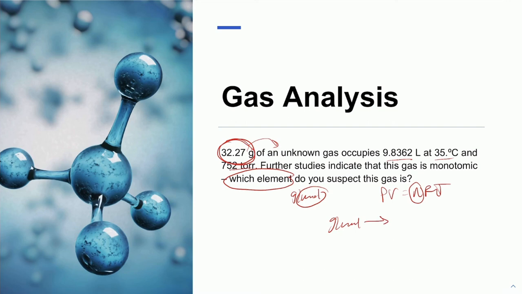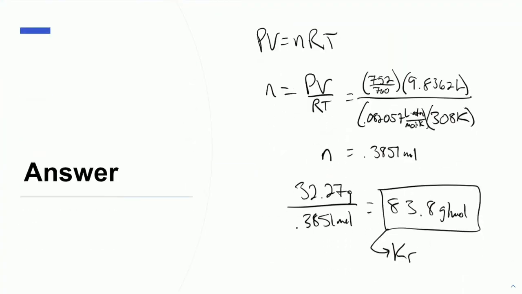Now, remember that this is a gas at room temperature, so you'd have to make sure that you're on the far right on the periodic table. And it's monatomic, so it's likely going to be a noble gas. That's just what we'll expect it to be. So, first thing is you use the ideal gas law, solve for moles, okay?